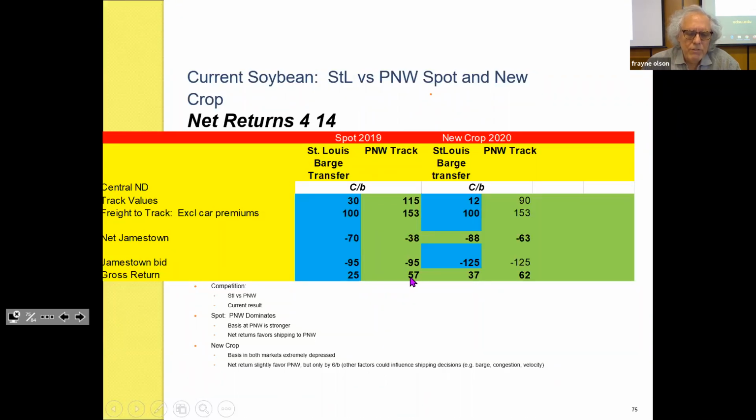So this is the net return to a Jamestown elevator. You'll make 57 cents going to P&W, 25 to St. Louis. Where's it going to go? P&W. Okay. If we look at the same thing on the right-hand side, that's new crop, same thing. Where's it going to go? P&W.